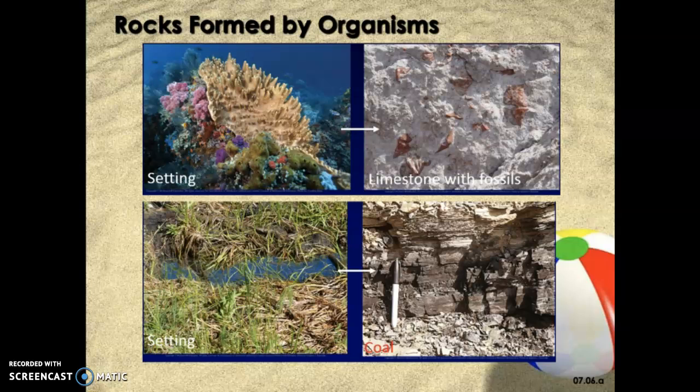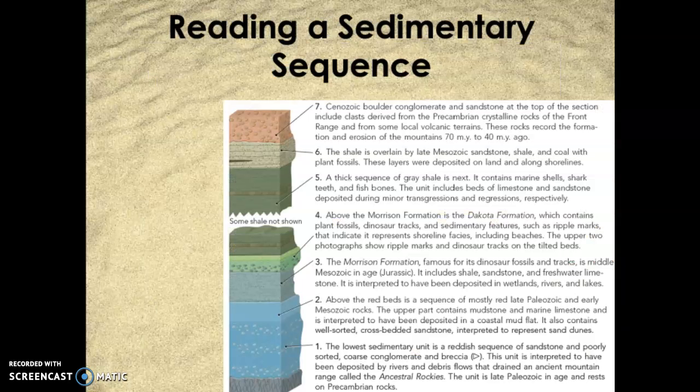But many times we have living organisms facilitating or making this deposition happen. And so you can see a coral on the left and a fossil limestone on the right. And you can see a little bit of a swamp on the left and some coal on the right.